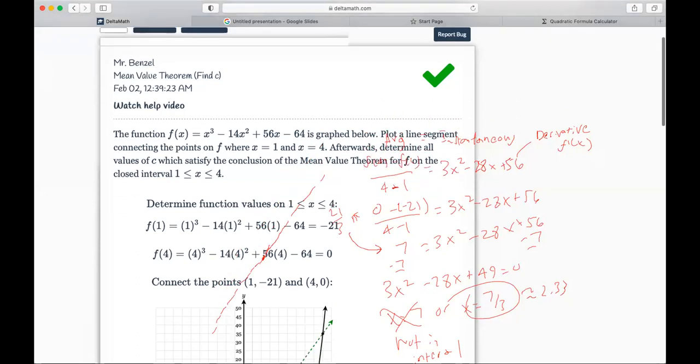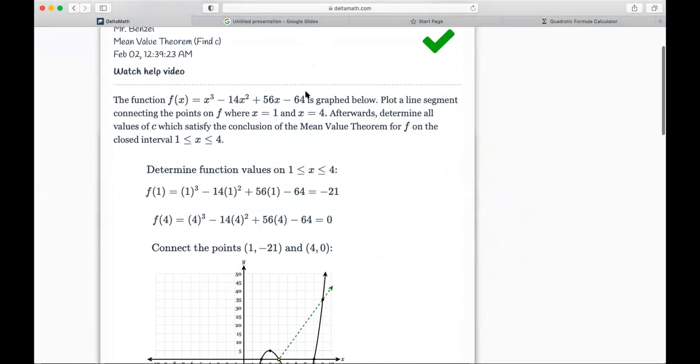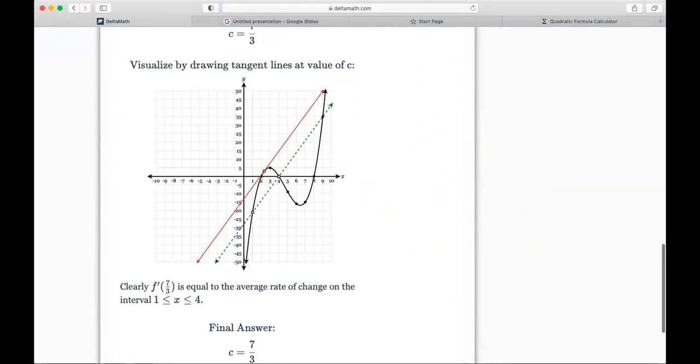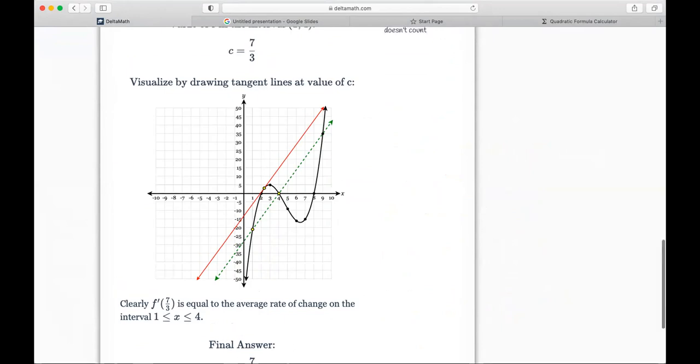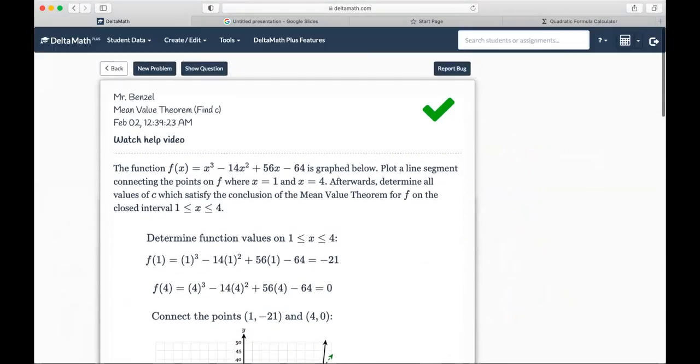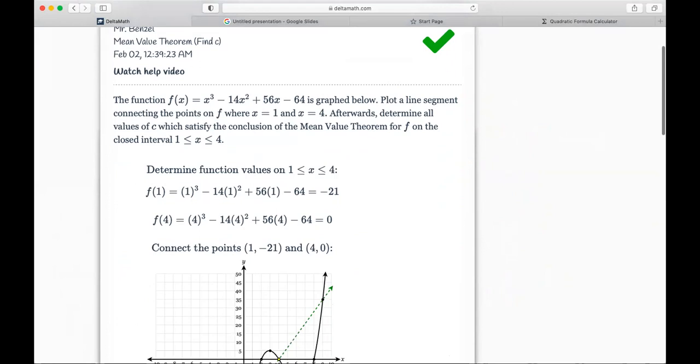And we are good. And we can kind of confirm with our graph. So it's about 2.33. So if you do want to save a little time, you can always go to the quadratic calculator if you don't want to do crazy big factoring and stuff like that. But what I do care about is that you are looking at average rate of change equals instantaneous rate of change.